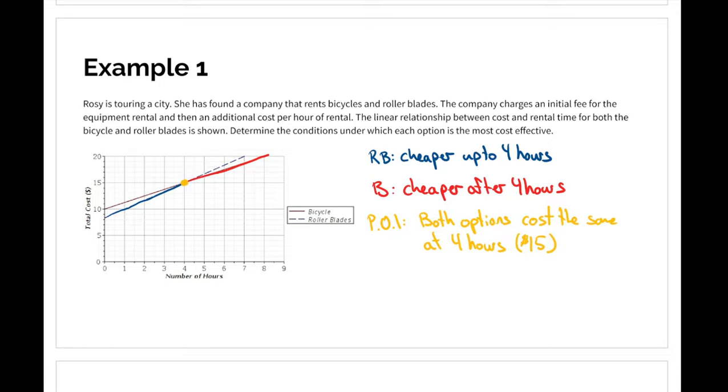So again, we have our three scenarios. Rollerblades are cheaper up to 4 hours. Bicycles are cheaper after 4 hours. And the point of intersection, which means that both options cost the same at 4 hours, which is $15. So again, we've determined under which conditions each option is most cost effective, referring to those 3 scenarios.